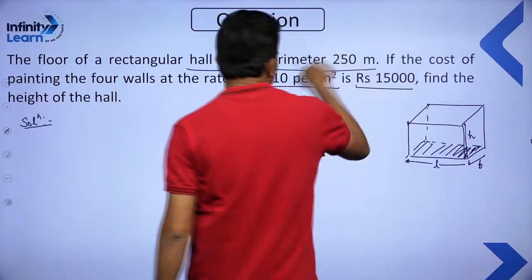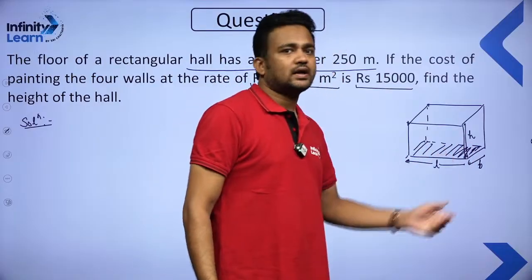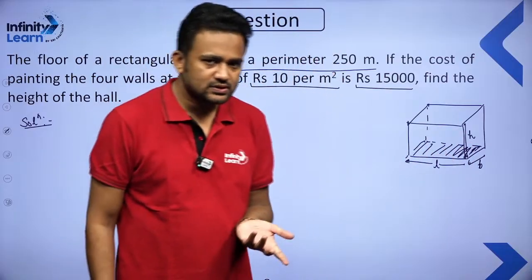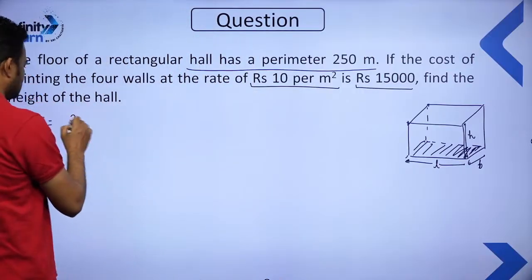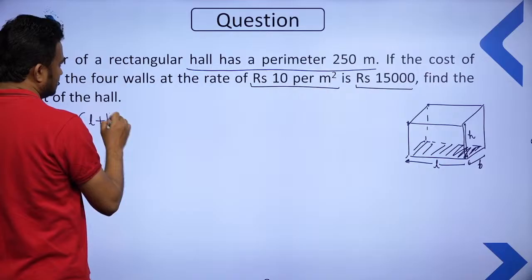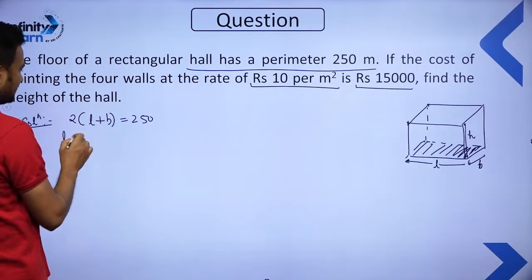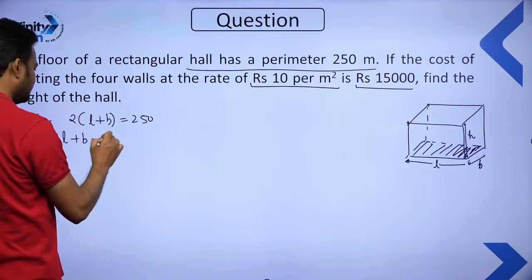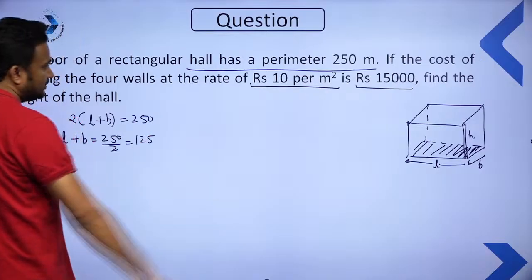So what is the perimeter of the floor? 250. And how will we find the perimeter of the floor? This is a rectangle, and we know that the perimeter of a rectangle is 2 times L plus B. So 2 times L plus B is 250. So from here you can find the value of L plus B. So L plus B is 250 divided by 2, and 250 divided by 2 is 125. This is L plus B.